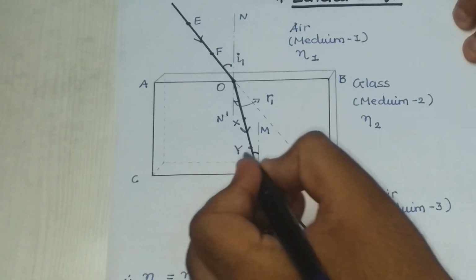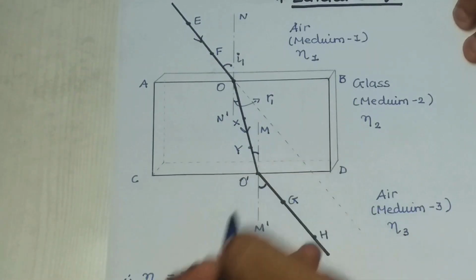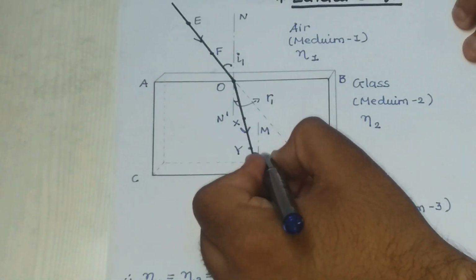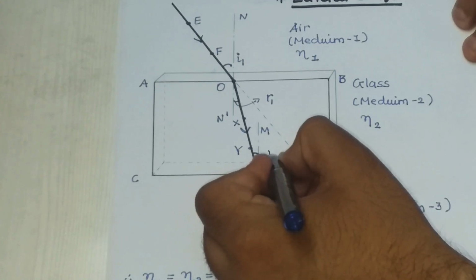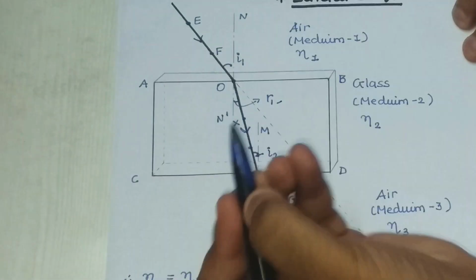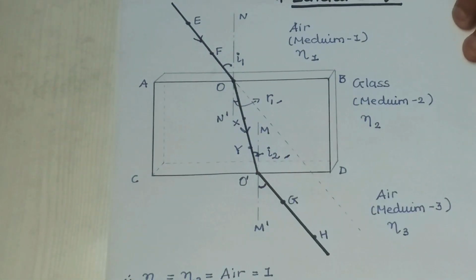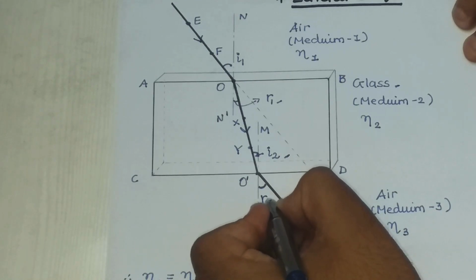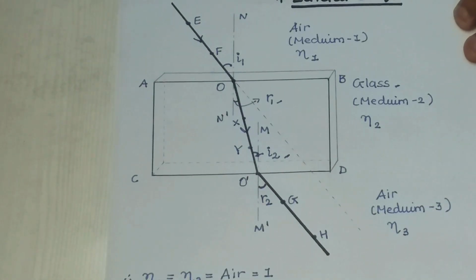Now at the normal at point O dash, two angles are made. For the first one, let us take the name I2. It is also a refracted angle. Why? Because R1 and I2 are both in the same medium, which means glass. Now let us take the name R2. R2 is known as the emergent angle.